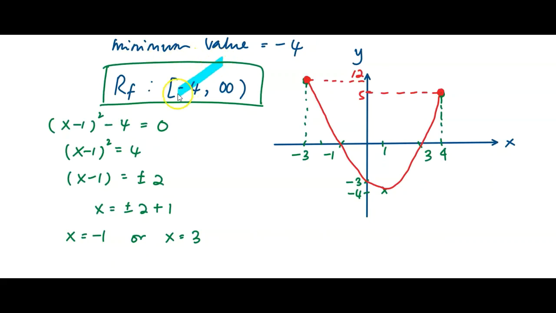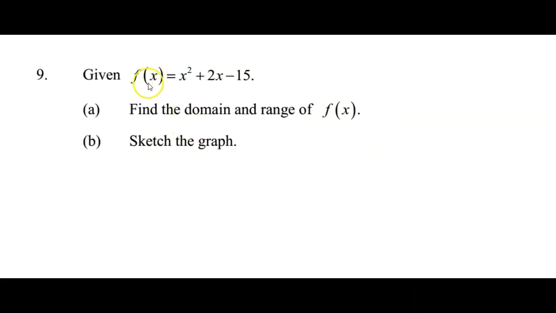This means that our range is not negative 4 to infinity. We need to rewrite our range. The range is from negative 4, because the lowest point of this graph is at negative 4, our minimum point, and the highest point of this graph is 12. So the range has to be from negative 4 up to 12. This is my range.